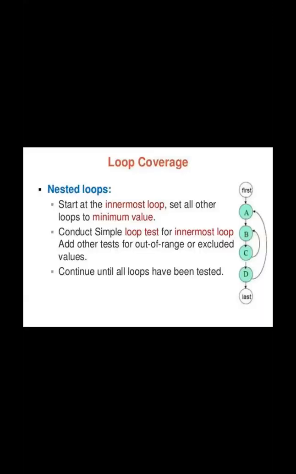So here they have given an explanation about what loop coverage is. We may have nested loops: start at the innermost loop and set all other loops to their minimum value. So we have innermost loop B to C and outermost loop A to D. Conduct a simple loop test for the innermost loop and add other tests for out-of-range or excluded values. Continue until all loops have been tested. So the inner loop has to be tested first, then the outer loop will be tested. Then the process will end, once the entire process has been tested.